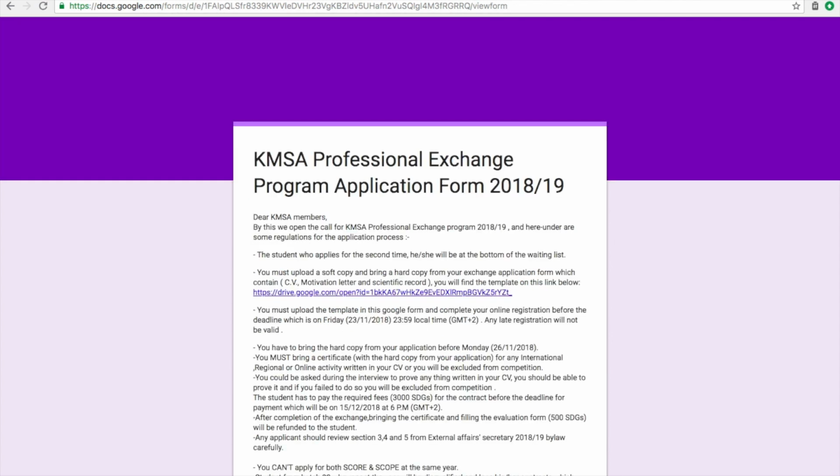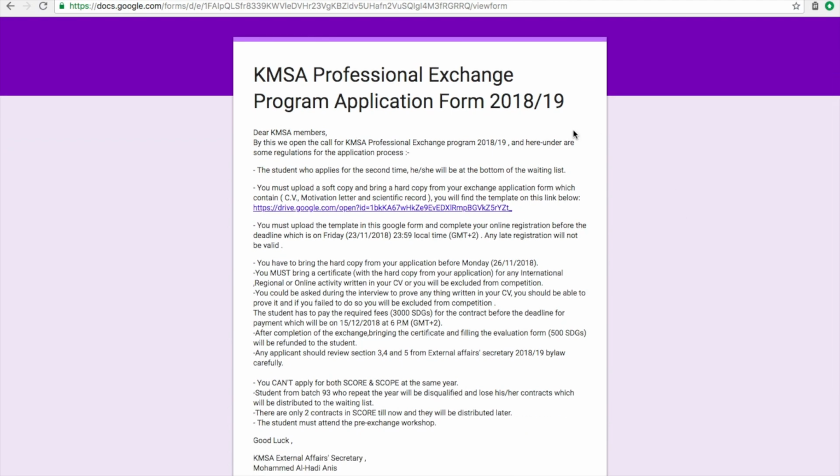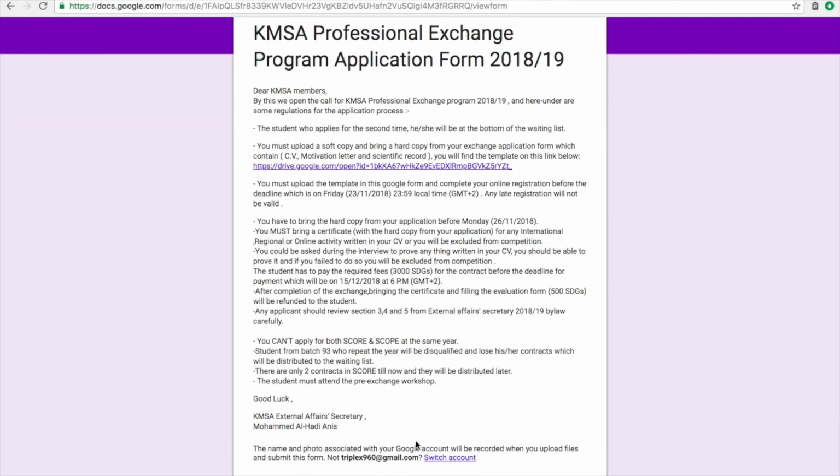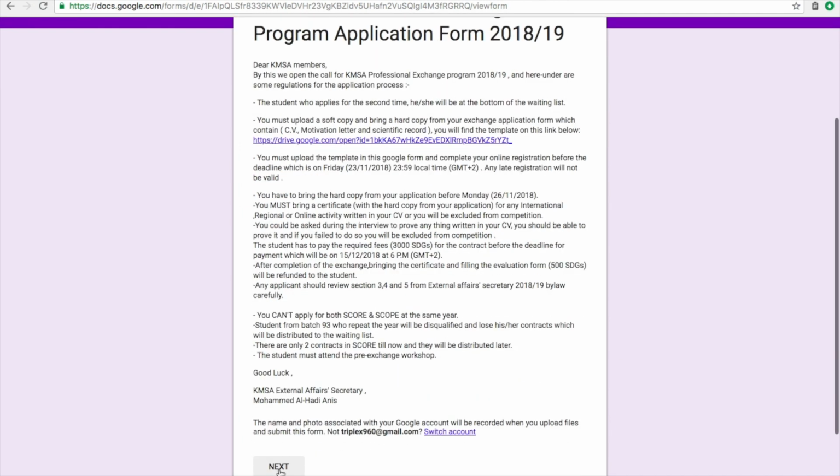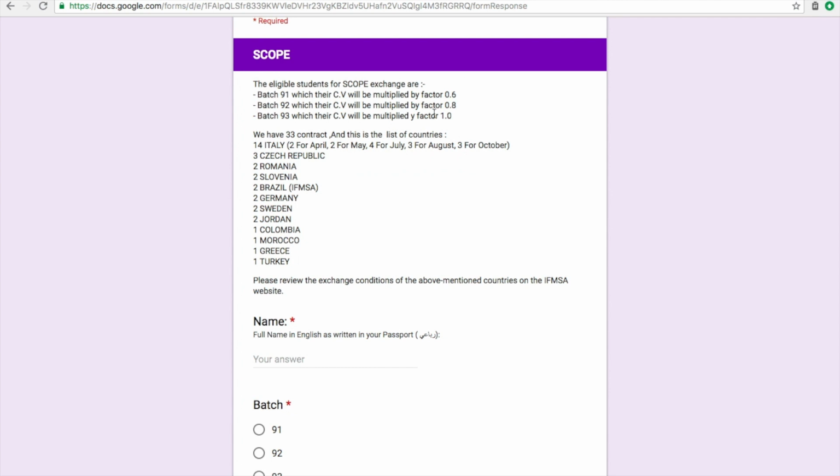When you click on the link for the application form, this form will show up. You'd have to read it all through. Again, I can't stress it enough. Read it all through, then press next here, and it will take you to this page. Once you're here, you'll see the amount of contracts that we have. We have 33 contracts in Skopje. This is the distribution of the countries. We have only 2 contracts in Skori, and 33 contracts in Skopje. So pick where you want to apply.